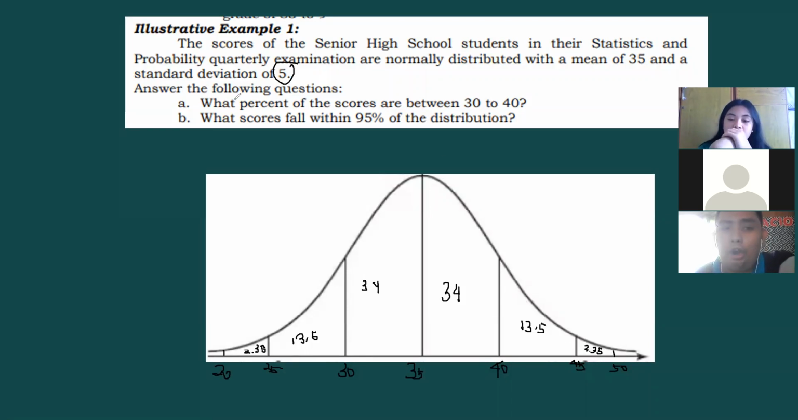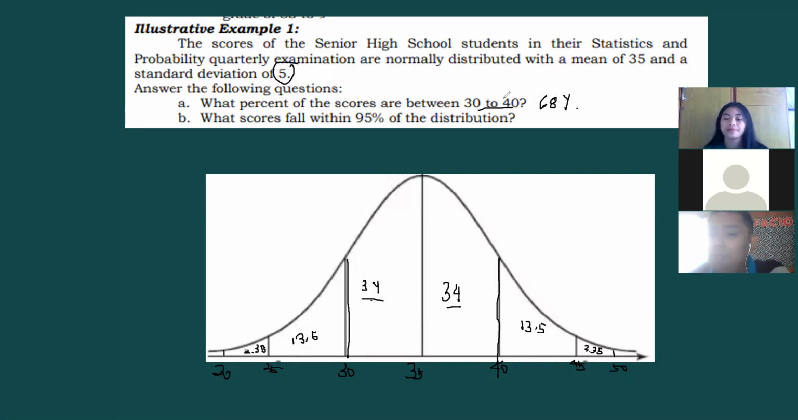The question, what percent of scores lies between 30 to 40? Asan ang 30? Ito po. This is 30. This is 40. Anong area niyan? That's 34 plus 34, 68. Ibig sabihin, 68% of the scores lies between 30 to 40.